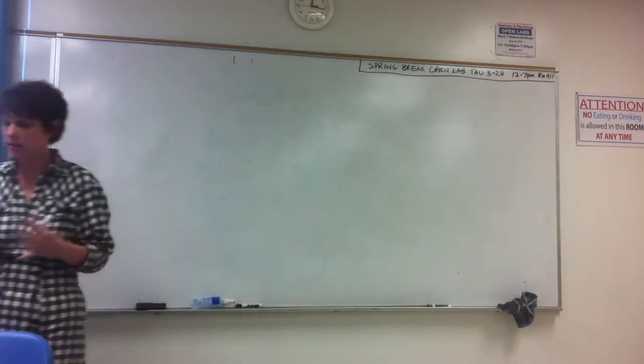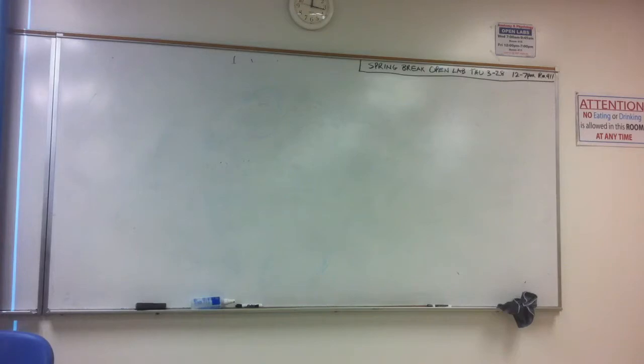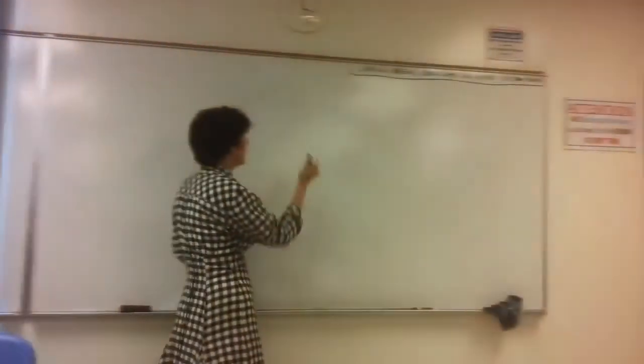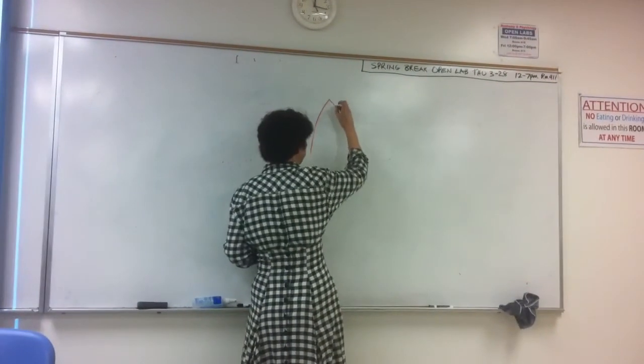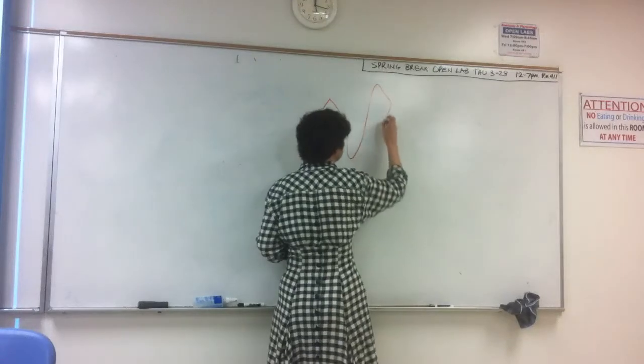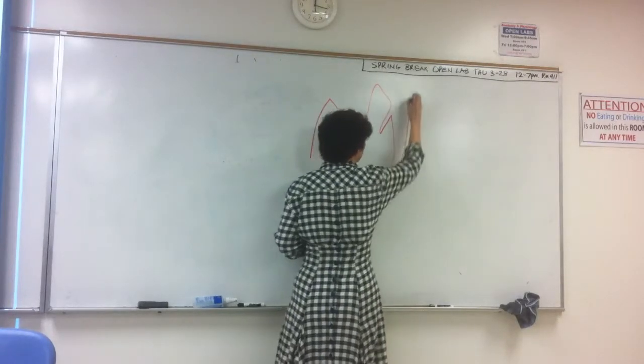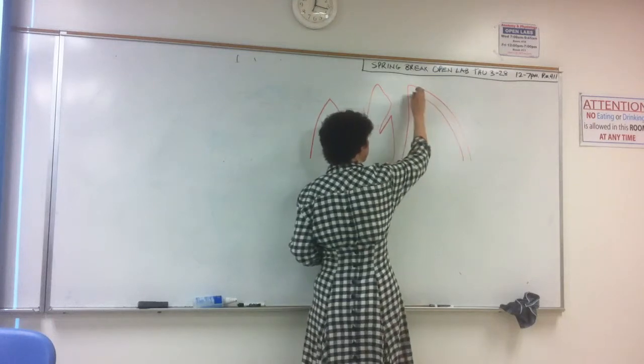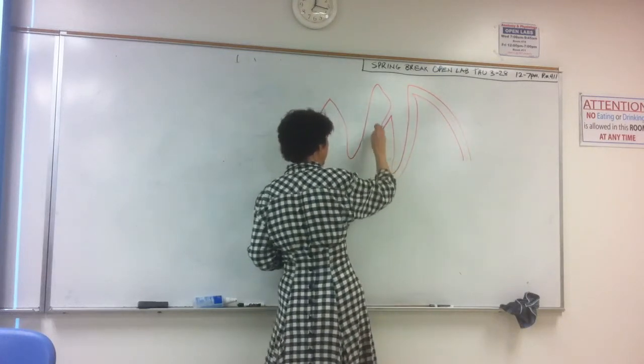So the tonsils have an epithelial surface. They're not completely surrounded by a capsule. So these crypts are going to be formed of an underlying epithelium. Hence, they don't need a capsule on this end.